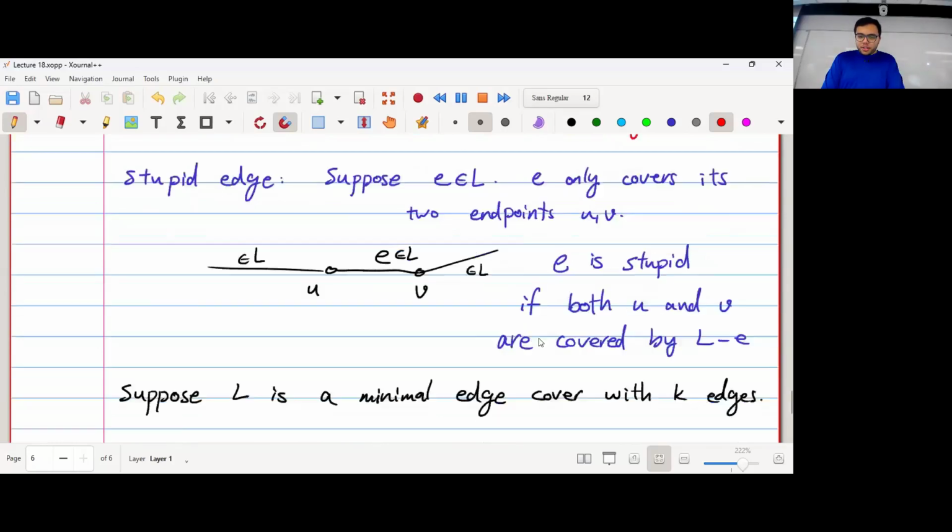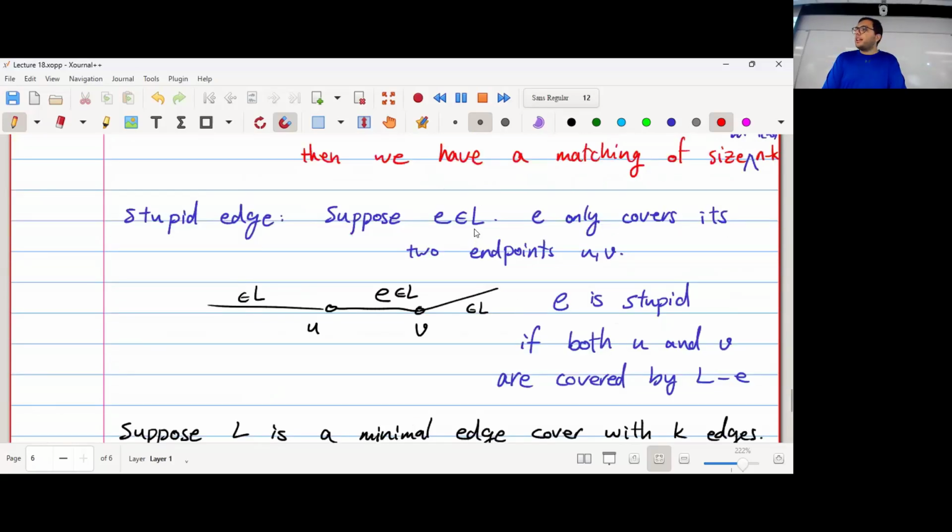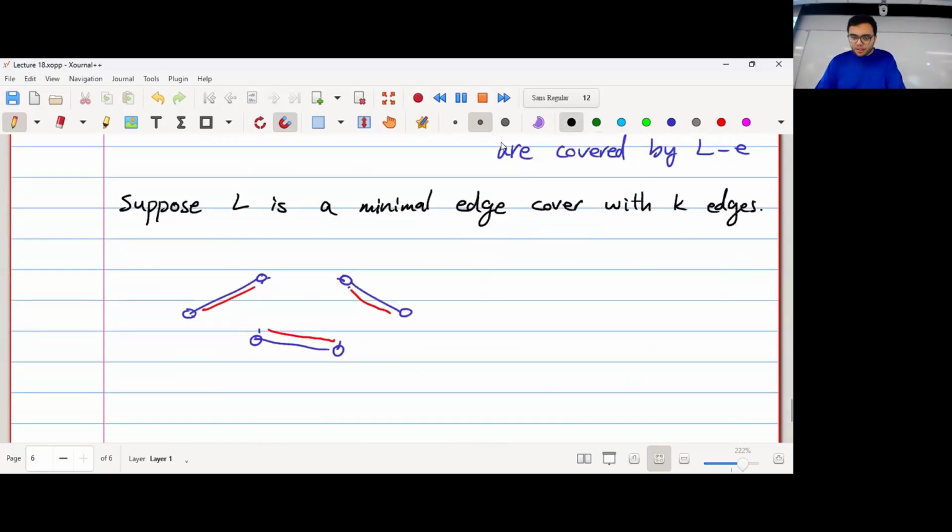So if I only look at the graph that has the edges in L, let me call that the graph H, which has the same set of vertices as my original graph, but the edges are only the edges in L, which is a minimal edge cover. What is the degree of each vertex? I can have vertices of high degree here, right? So, for example, I can have something like this.